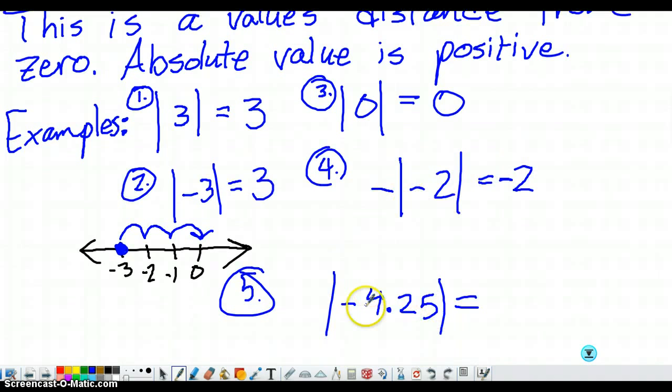I want to know what is the absolute value of negative 4.25. Alright, so hopefully you realize that with this one, all you have to do is remove the brackets and make this number positive, and you get an absolute value of 4.25.